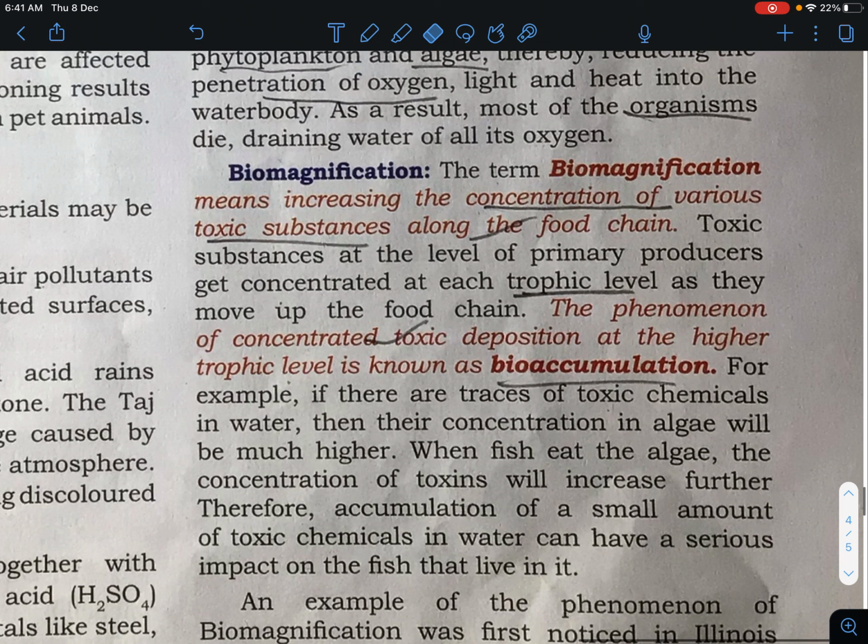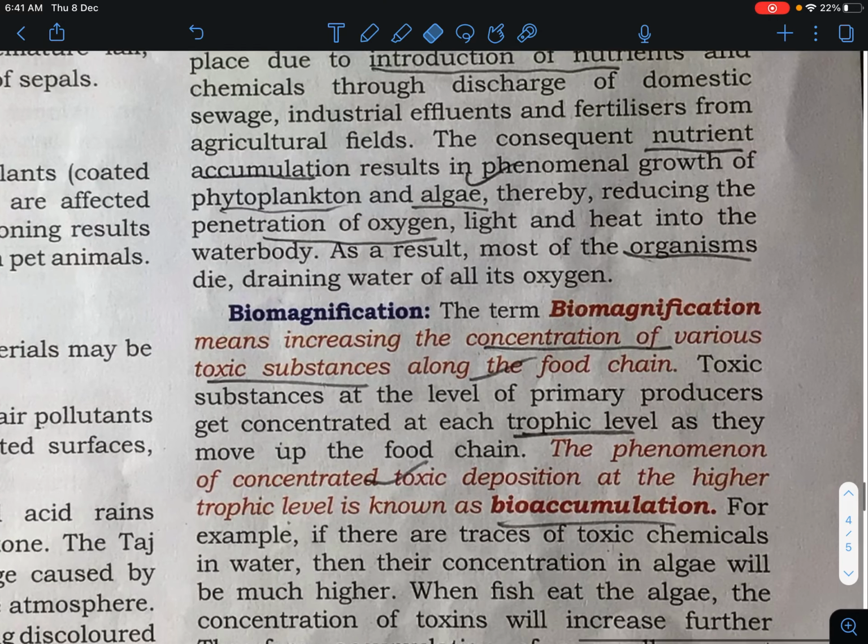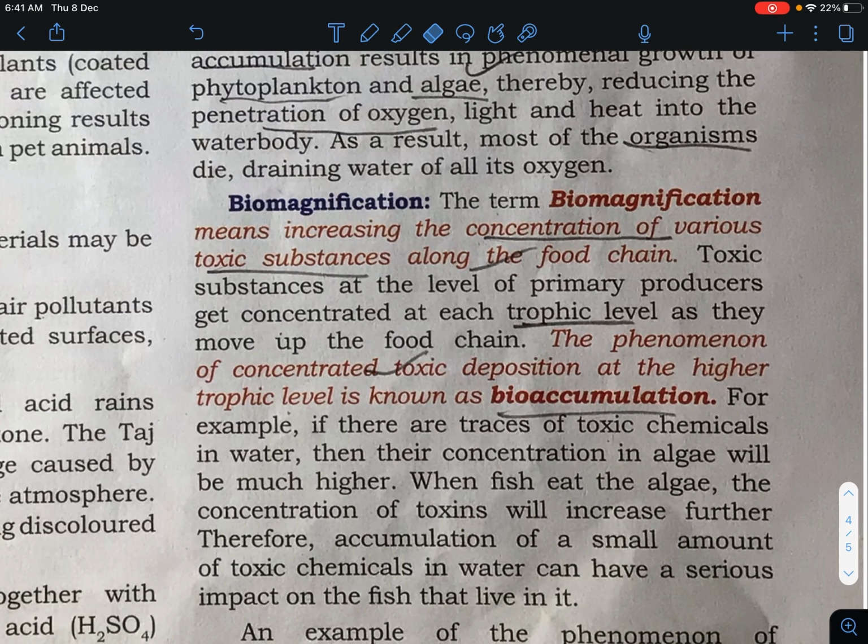Now, the second point is about biomagnification. The term biomagnification means increasing the concentration of various toxic substances along the food chain. We have already talked about eutrophication. Now we are talking about biomagnification. In this, what is going to happen? There is an increase in the concentration of various toxic substances along the food chain. Here we are focusing on the food chain.